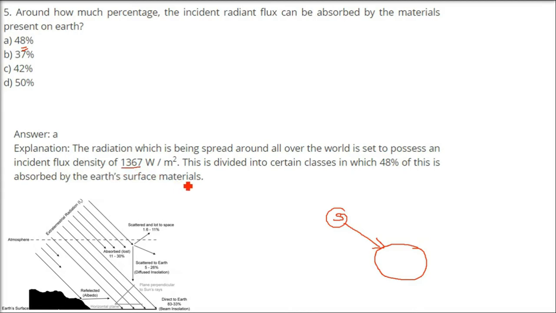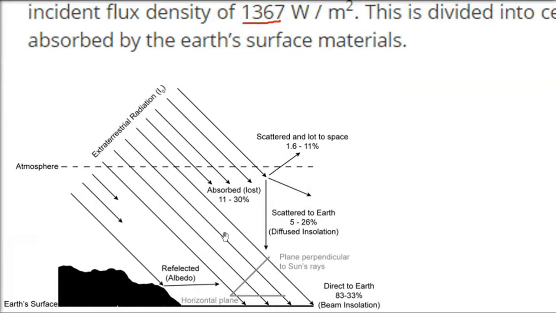There are different materials. As I said, the radiation which is being spread around all over the world is said to possess an incident flux density, the solar constant, 1367. We can divide it into certain classes, in which 48% is absorbed by Earth's surface material. Okay, I hope you got the idea. It can be a stone, sand, buildings, whichever, right? So let me just show you here.